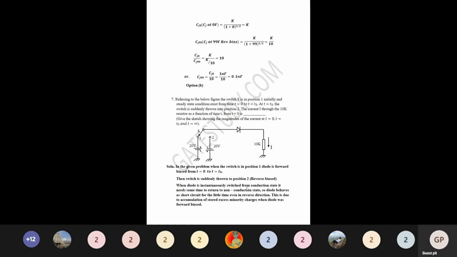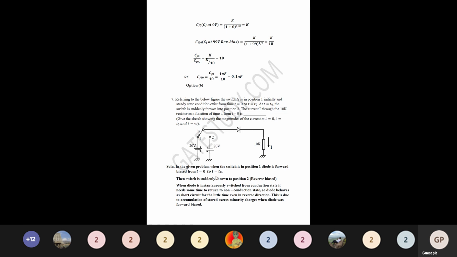When the diode is instantaneously switching from conduction state, it needs some time to return to non-conduction state. Now see, when the switch is in position 1, it is in forward bias condition, so it will be in the conduction state. Now at time t = t0, the switch is moved to position 2. It will be in the reverse bias condition, the non-conduction state. The transition from conduction state to non-conduction state will take a little bit of time. So in that condition, a short circuit is exhibited for a little time, even in the reverse direction.